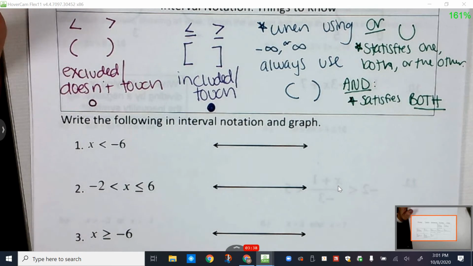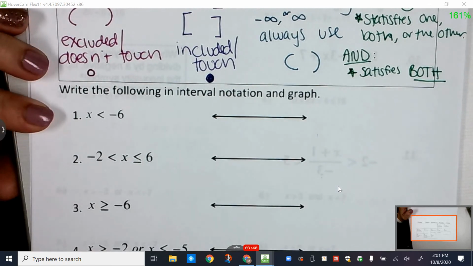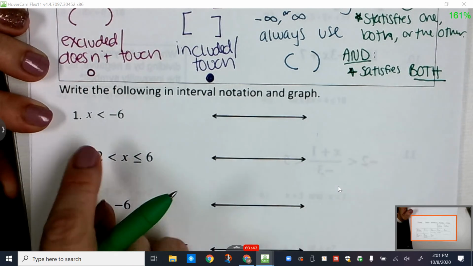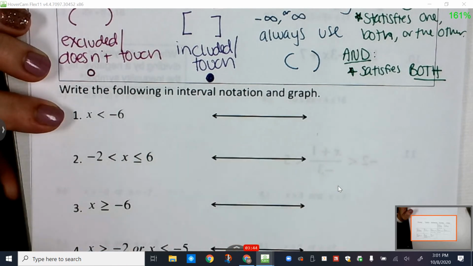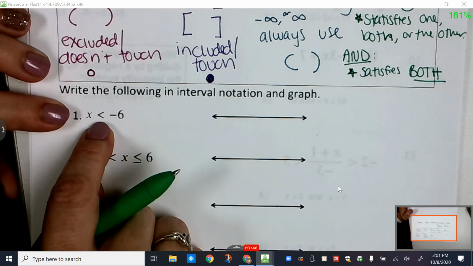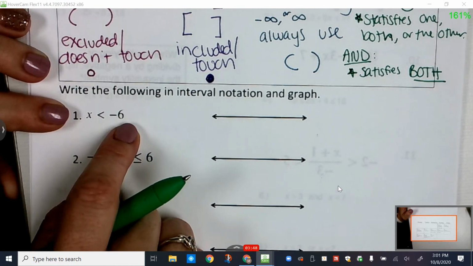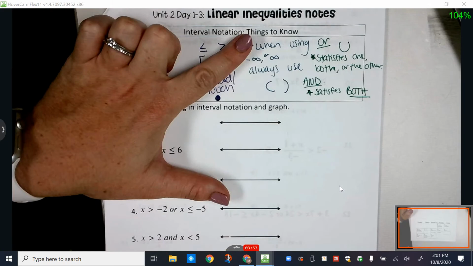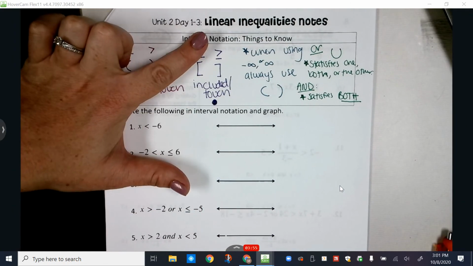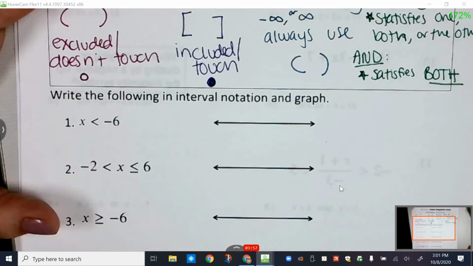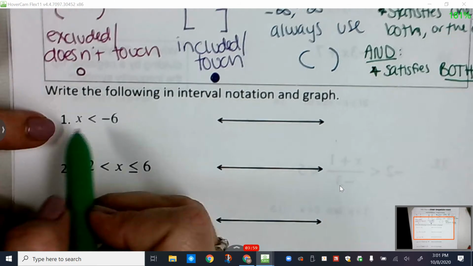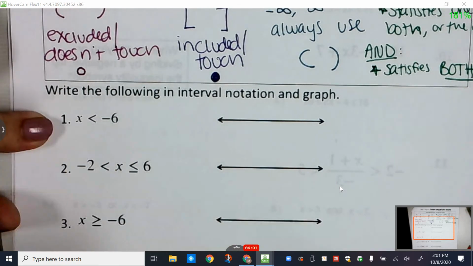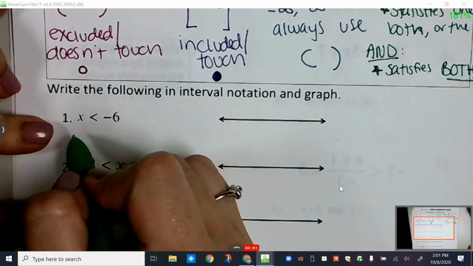It says write the following in interval notation and graph. So we're going to graph first and then write it in interval notation. This says x is less than -6. If you hold up your left hand it makes your less than symbol. Or remember Pac-Man when you were little, it's eating the 6, so this is less. It always eats whatever's greater. So x is less than -6.